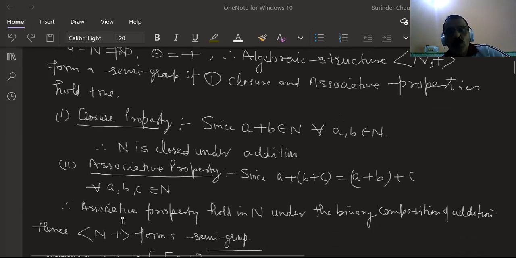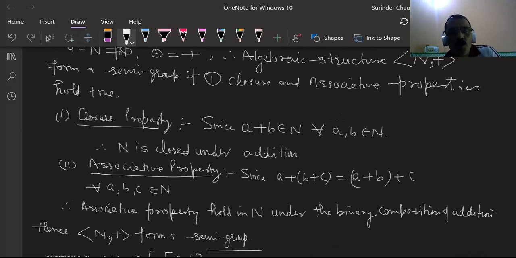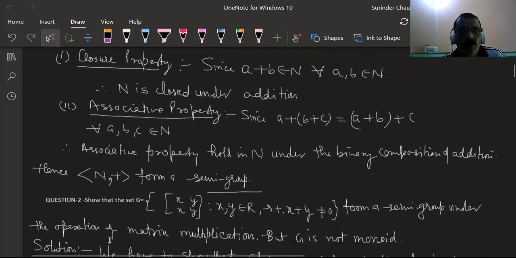Now the set of natural numbers with the binary composition of addition forms a semigroup, because both the closure property and the associative property hold true in the set of natural numbers.